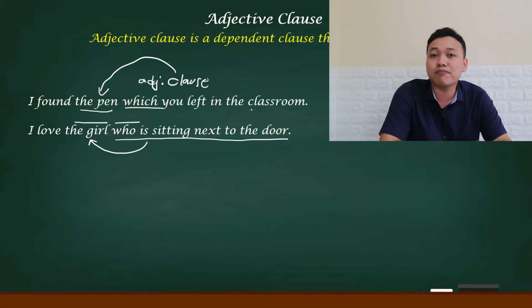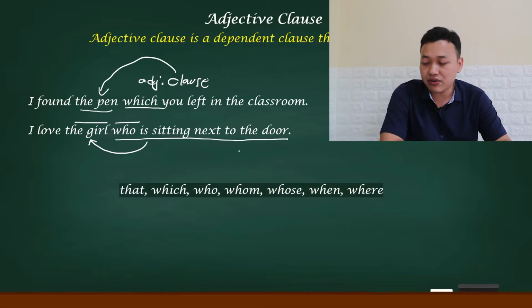And actually there are more than those two connectors. There is that, which can be used to explain a person or a thing; which to explain a thing; who, whom, whose to explain a person; when and where to explain time and place.